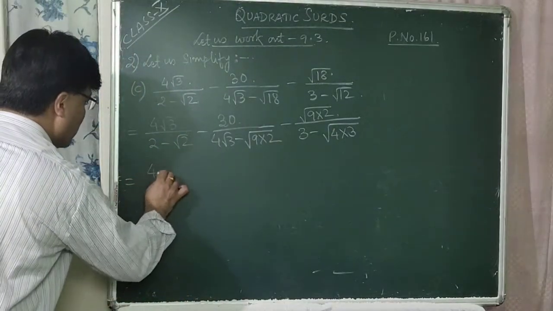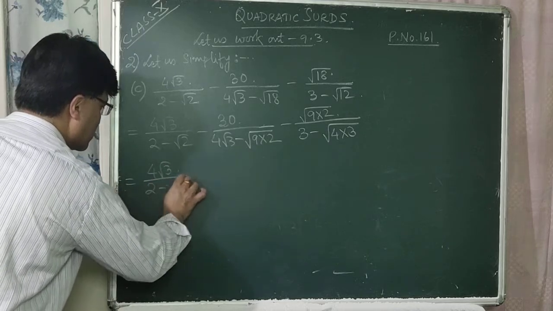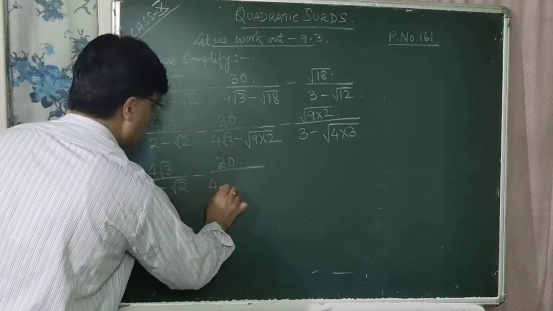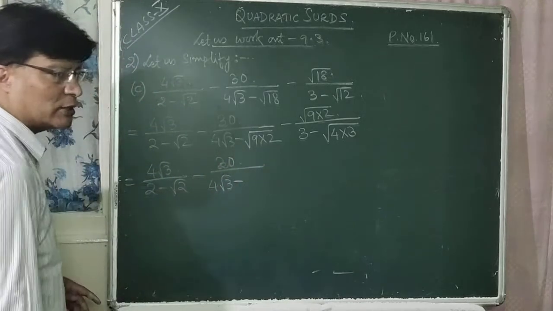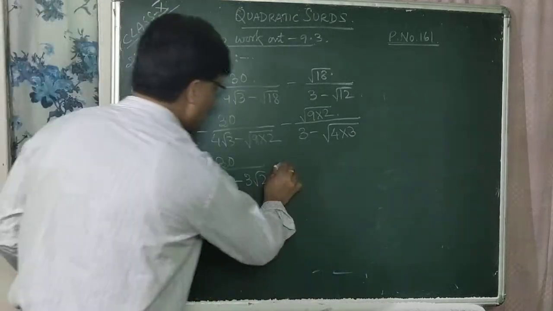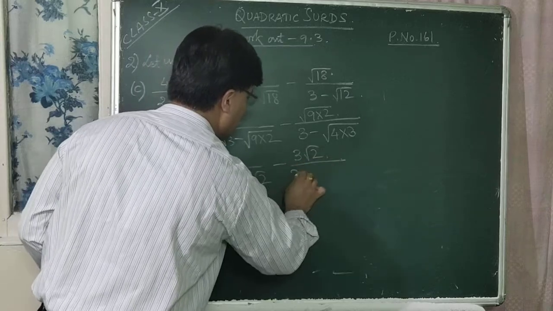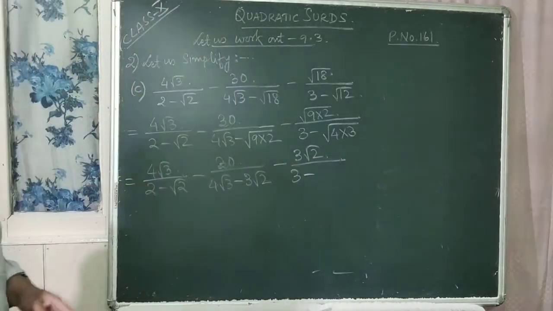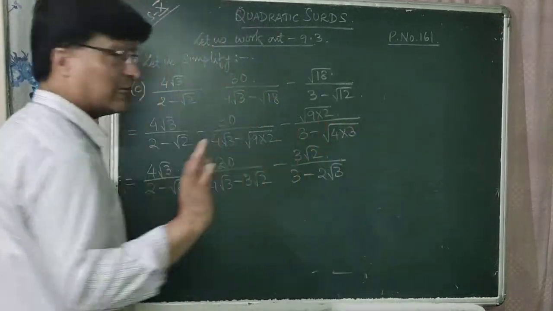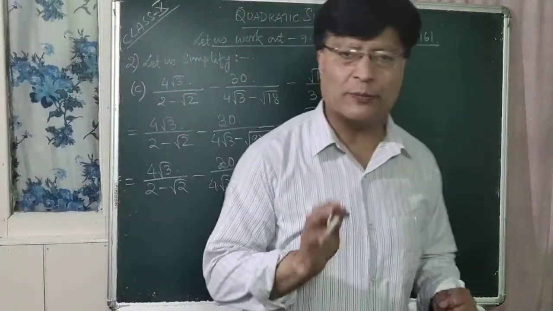So it's equal to 4 root over 3 divided by 2 minus root 2, minus 30 divided by 4 root over 3 minus, what is the square root of 9? It is 3. Then root 2, right? Minus again, what is the square root of 9? 3 root 2 divided by 3 minus, what is the square root of 4? It is 2. That is 2 root 3. Is that clear now?